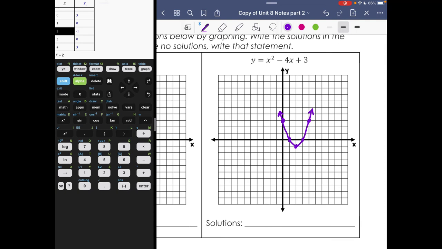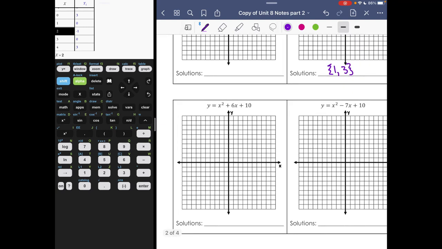So you can see here that our solution is 1, because it crosses here at 1. And the other answer is 3, because it crosses there at 3. Oh, that's a real fancy one. Let's change that. That doesn't quite look right. Okay. All right, and then I'll do one more.